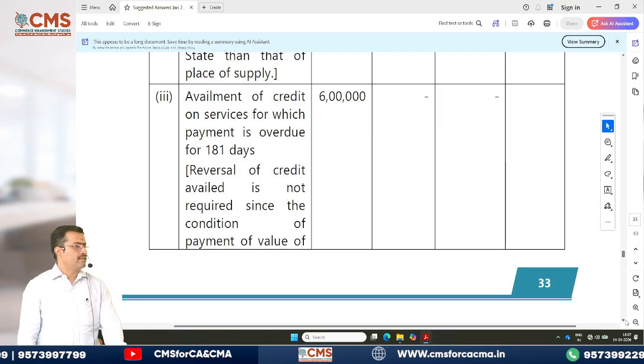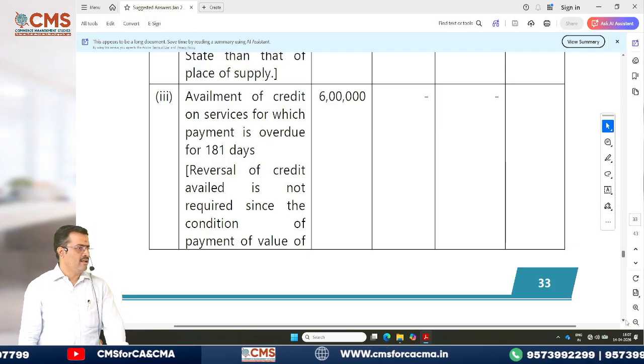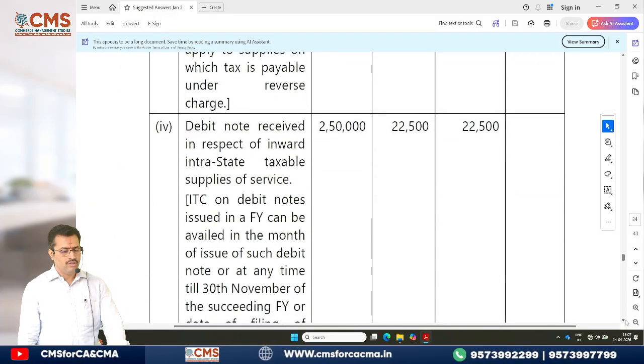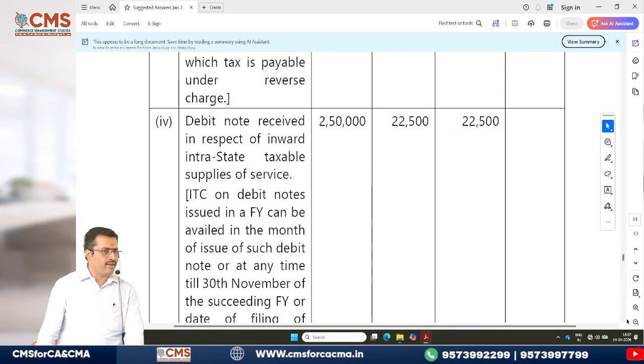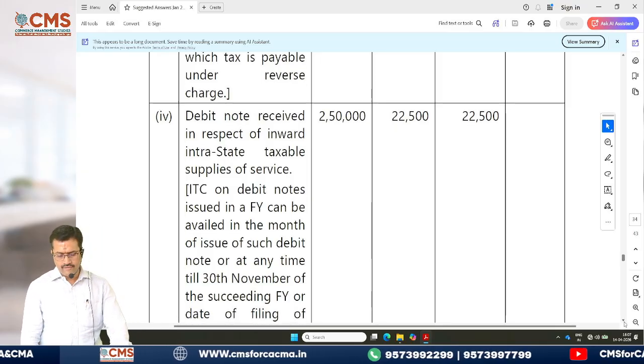Then, availment of credit: see that the payment was done after 181 days. So you cannot avail the credit, because 180 days was the time period. They did not avail the credit also. Lastly, the debit note, yes, we can avail, we told. So that's why 2,50,000 into whatever is the value they have given.